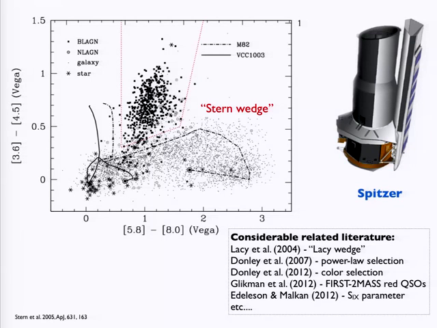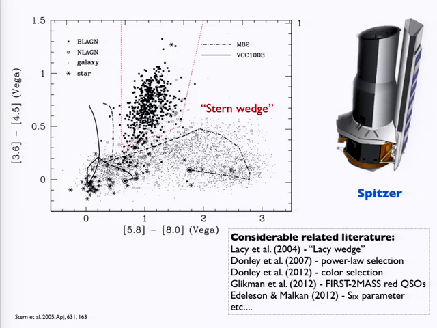Jennifer Donley did some nice work on power law selection, and more recently she has a really nice paper last year on color selection, so it's more similar to what Mark Lacy and I had done. But Mark Lacy and I's work was based on very shallow surveys, and Jennifer shows you what to do if you have very deep Spitzer data like you have in COSMOS or the GOODS fields.